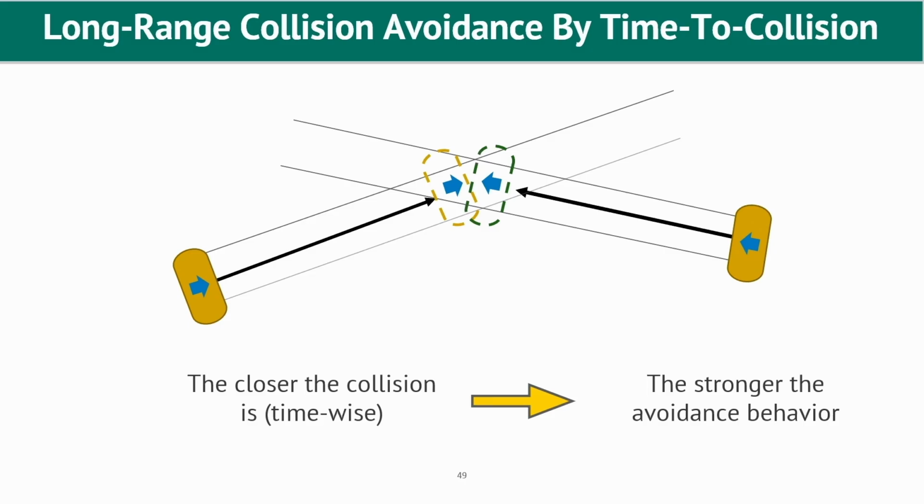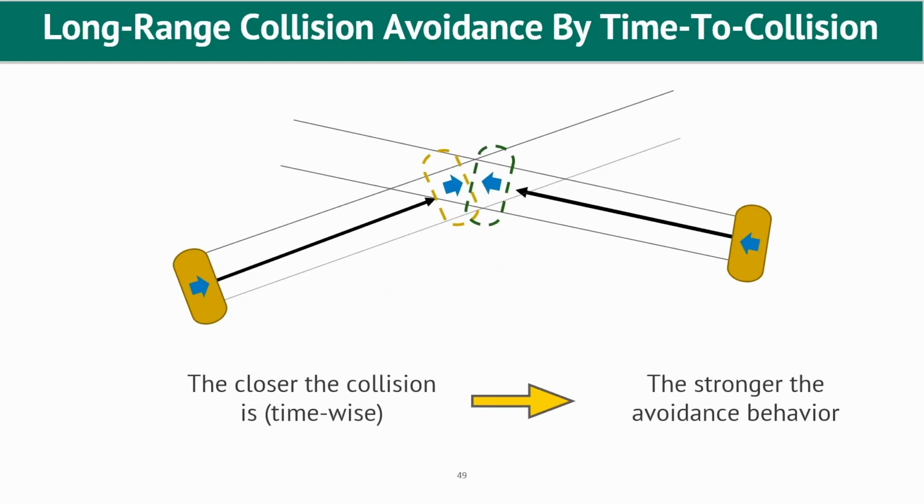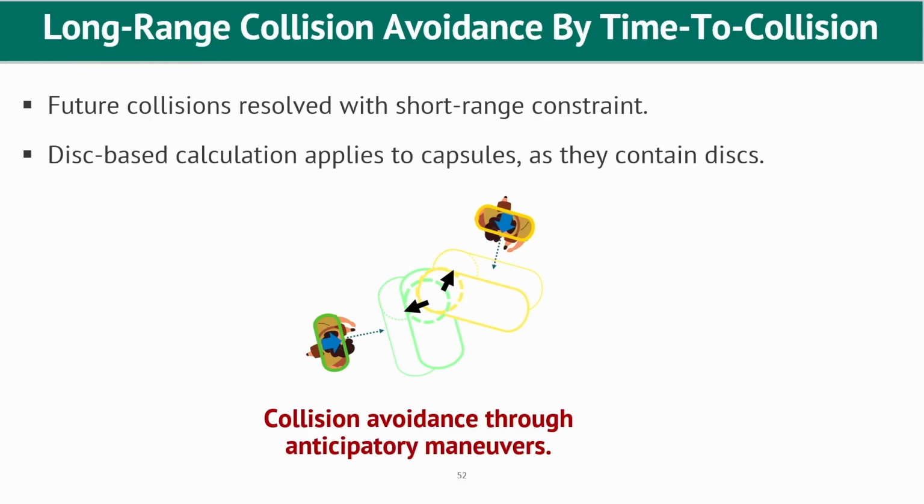Lastly, the long range collision avoidance. This is basically an anticipated collision avoidance. So we anticipate the collision in advance, and this is based on a term which is the time to collision. And the lesser the time to collide between the agents, the larger the avoidance behavior is. And in case we detect such future collisions between two capsules, we do long range collision avoidance to resolve such future collisions in advance.